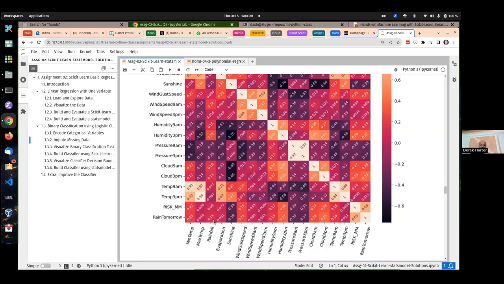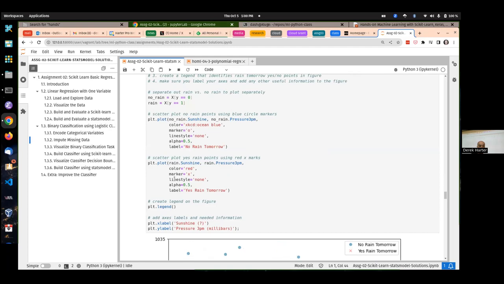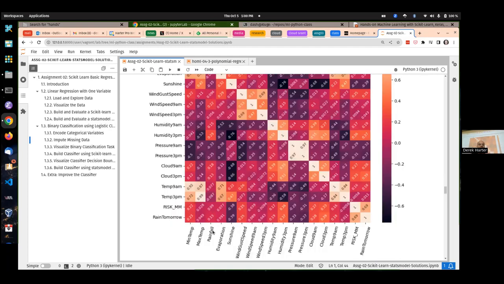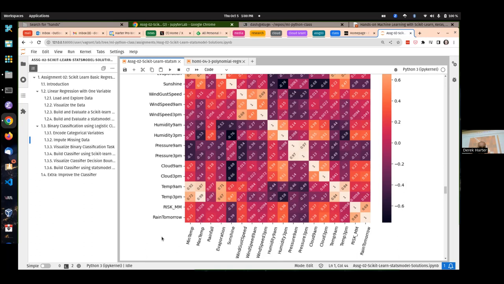For rain tomorrow, I asked you to use the sunshine and the pressure. I'll mention something about that in a second. I picked those because they're relatively highly negatively correlated. The sunshine was negative 0.39 if you look at the correlation, and the pressure at 3 p.m. was also around negative 0.3 or something. There was also a positive correlation I could maybe have picked.